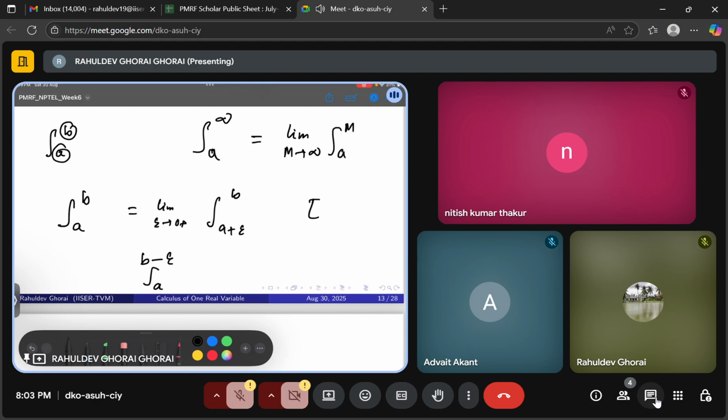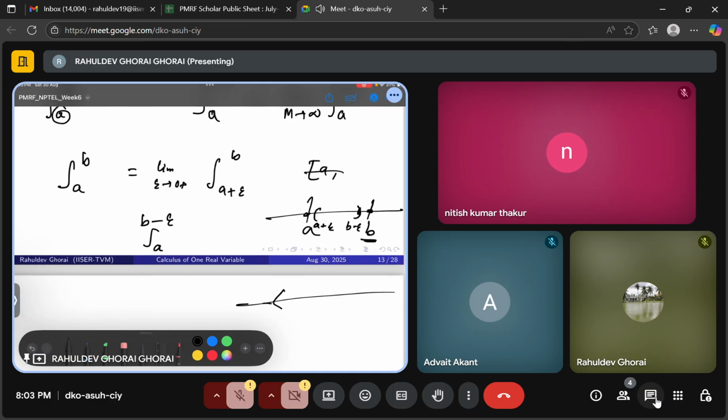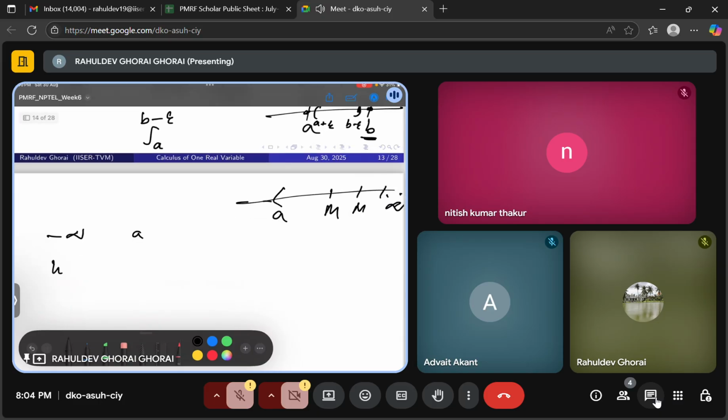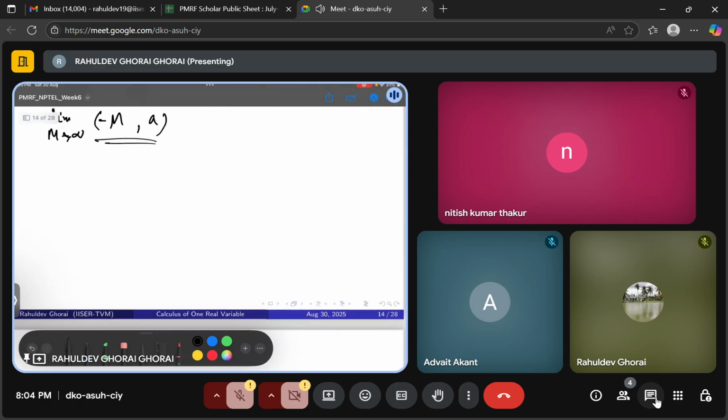So it's A to B. Wherever you have a problem, if it's a problem at B, you take up to B minus epsilon. If you have a problem at A, you take A plus epsilon, right? And now if you have A to infinity, you take any m which is bigger than 0 and you approach infinity, right? If you have minus infinity to A, that will also be the limit as m tends to infinity of minus m to A. So all these things are very easy now to see, right?